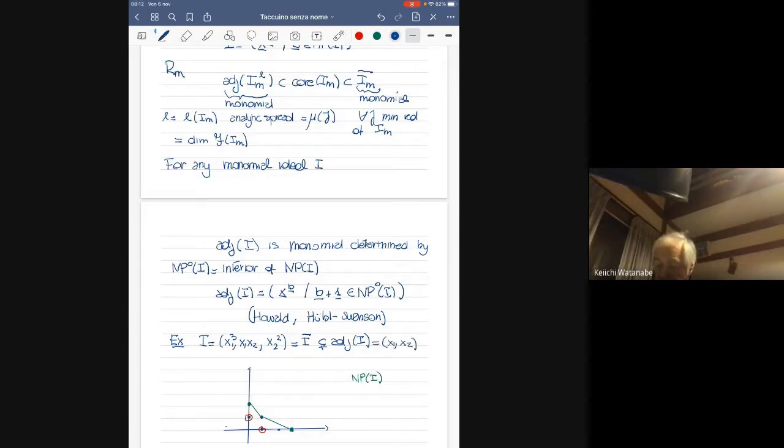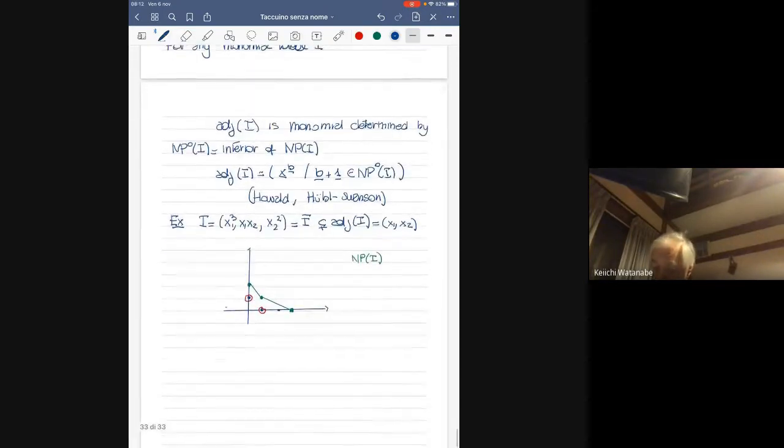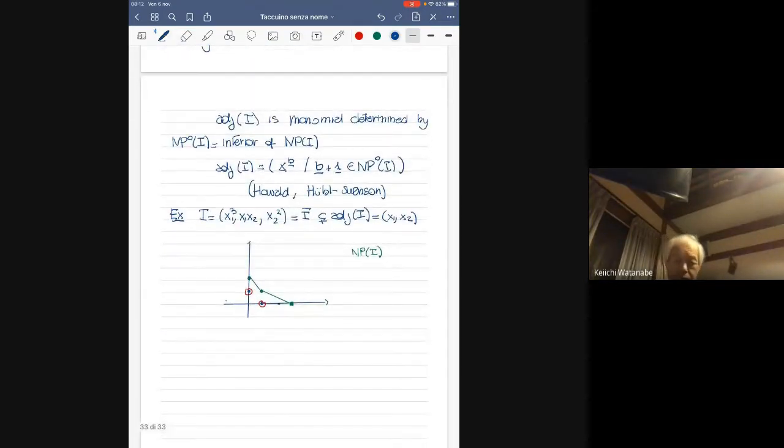So this should show what I talked about. And as I said, we'll come back to this example later when we compute the core. Notice that in this example, I does not have a monomial reduction generated by 2 elements. Actually it doesn't have any proper monomial reduction.